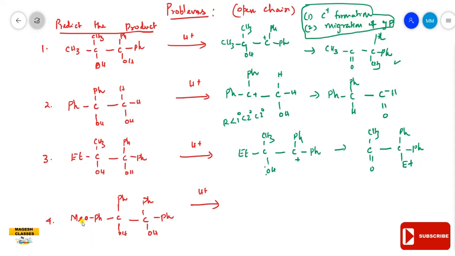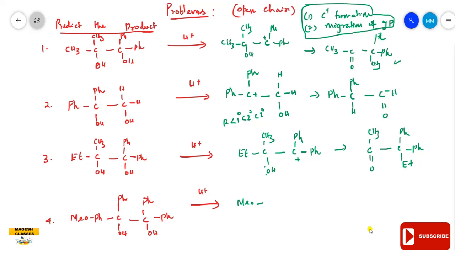The example 4, the phenyl and here one Ph, OMe is present. You know the first, the stable carbocation formed is from this side or this. Here the two phenyl groups, and here one phenyl and one OMe is attached. It is an electron releasing group. Again it is stabilized by the resonance, and so this stable carbocation is formed first.